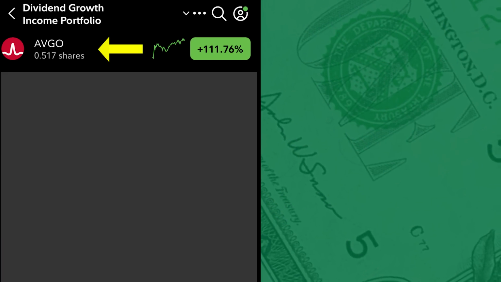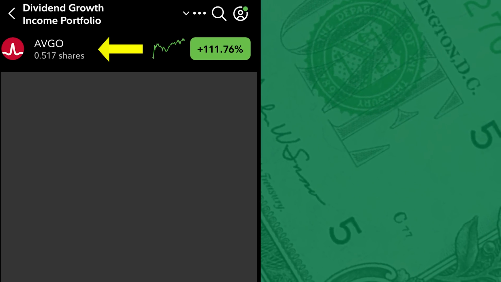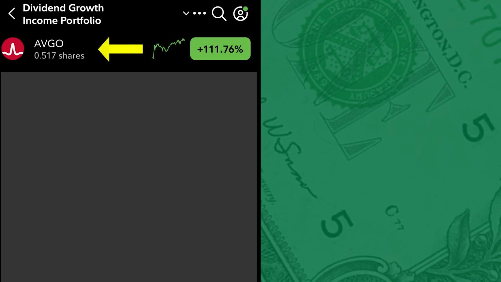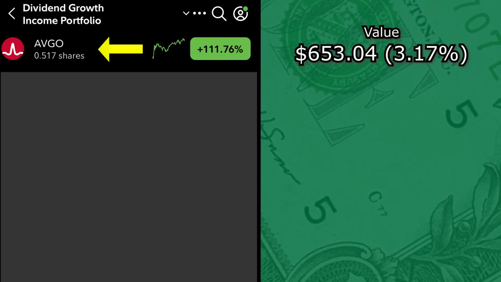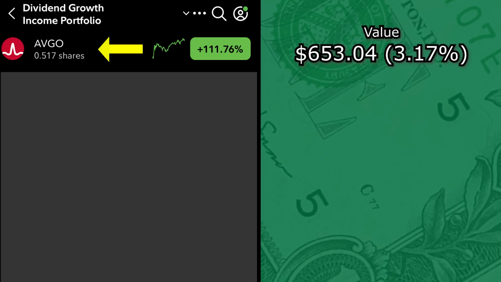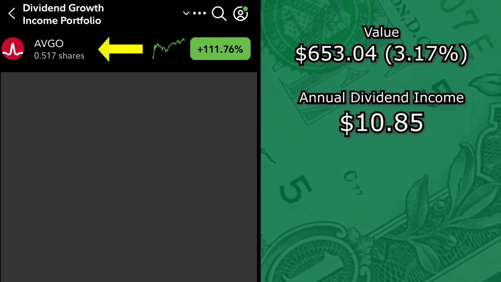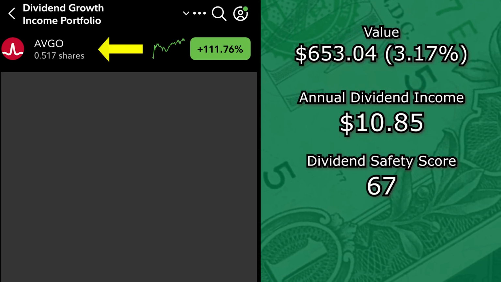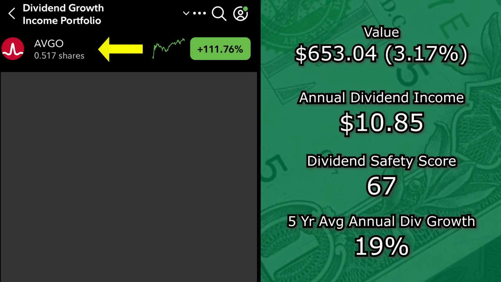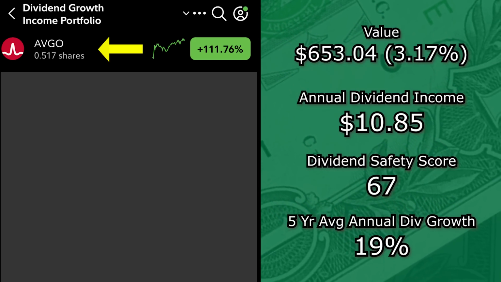Then we have Broadcom, ticker AVGO, in the semiconductor business. At present, I hold 0.517 shares of Broadcom, making up 3.17% of the portfolio. I'm up over 110% on this investment. Really wish I'd bought more of this one. They do pay me about $10.85 in dividends annually. Shares are yielding 1.62%. Broadcom has a Simply Safe dividend safety score of 67, 5-year average annual dividend growth rate of 19%. The latest raise was in December of 2023 at 14%.